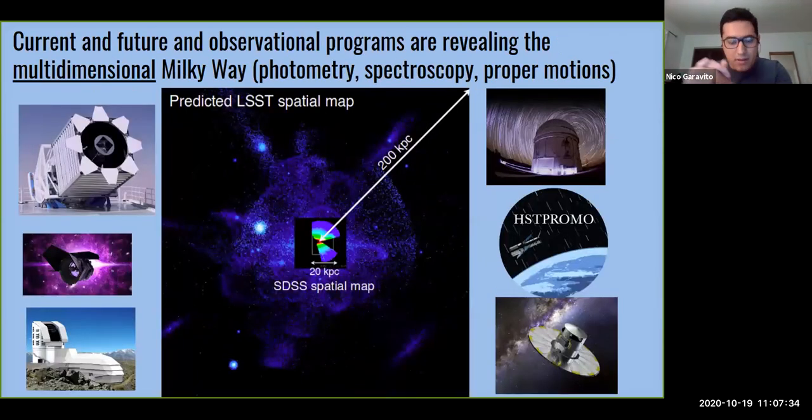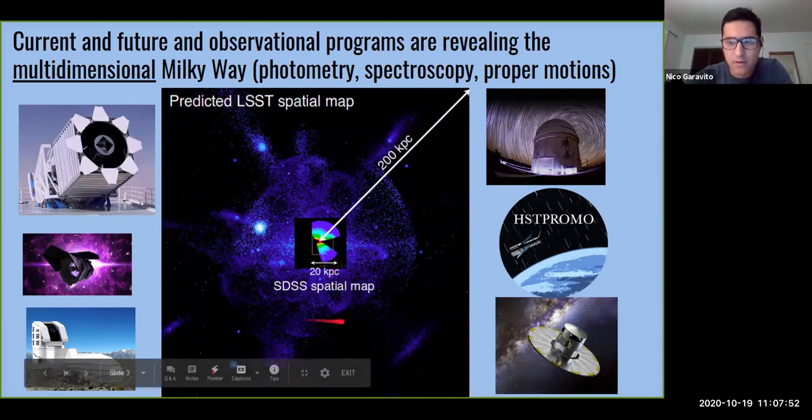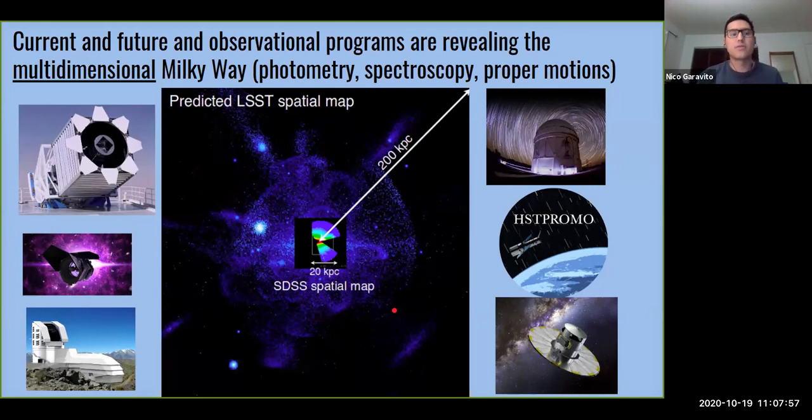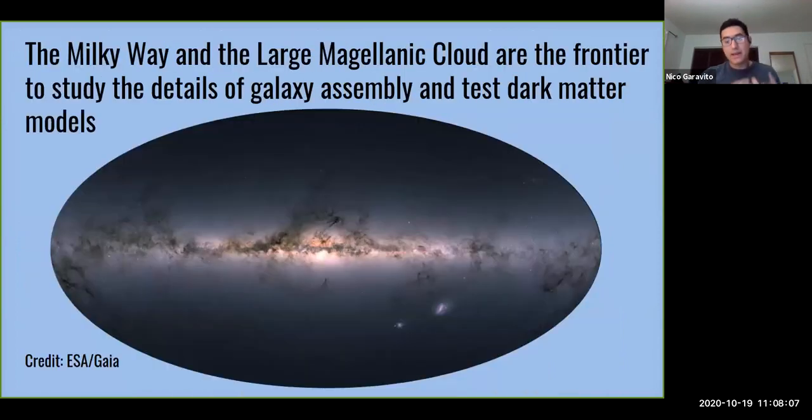And this is crucial because, as illustrated in this picture, SDSS already covered part of the stellar halo. You can see the inner parts. This is the inner 20 kpc region of the galaxy. But with current data and with more data from LSST, we are going to reveal all the structure of the stellar halo, up to 200 kpc or so. Importantly, we will have what is called the multidimensional view, which is photometry, spectroscopy, and proper motions. So with all of this data, we can really constrain the dark matter distribution and the assembly of the galaxy in detail.